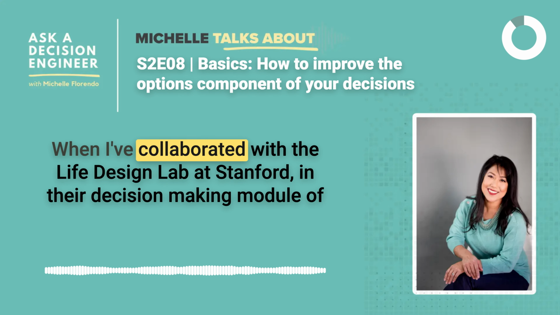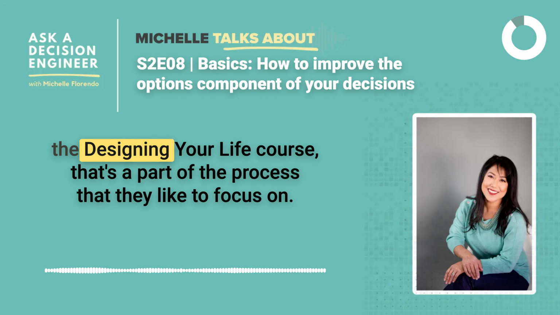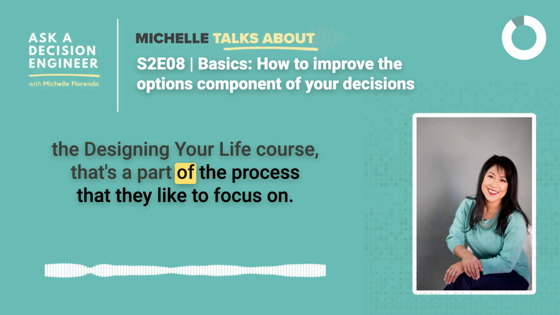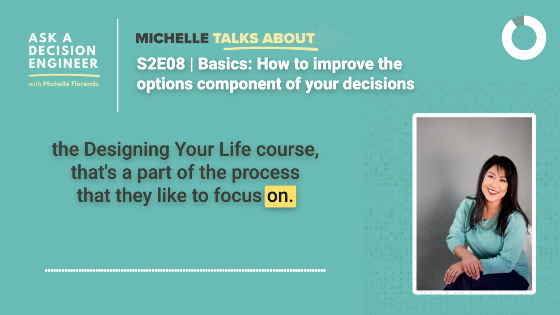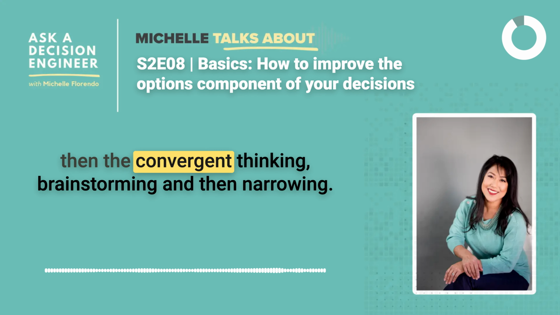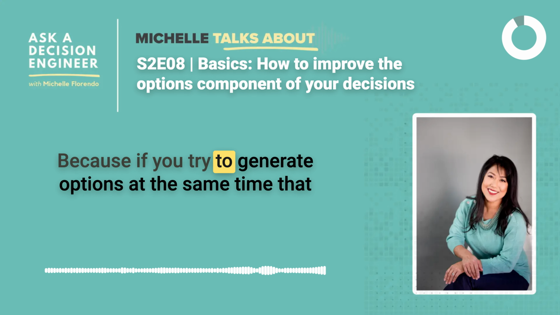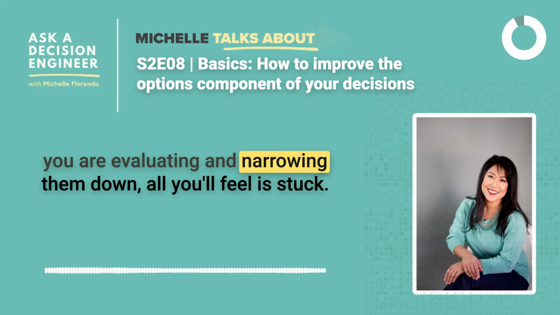When I've collaborated with the Life Design Lab at Stanford in their decision-making module of the Designing Your Life course, that's a part of the process that they like to focus on. And part of creative and innovative thinking is doing the divergent thinking and then the convergent thinking, brainstorming and then narrowing. But the key here is to keep them separate. Because if you try to generate options at the same time that you are evaluating and narrowing them down, all you'll feel is stuck.